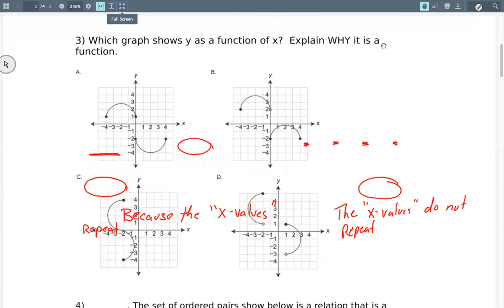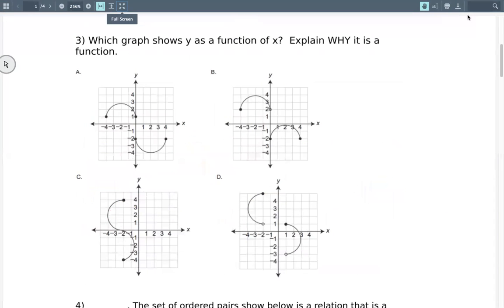Now, question number 3 asked me to determine which one is a function and explain why. All right, so first thing I'm going to do is whenever you have a graph, you're going to want to have a vertical line handy, okay? And basically, I'm just going to drag this vertical line across my graphs here, okay? And that's all I'm going to be doing to determine, just that quick. And if it touches this green vertical line in more than one place, then it's not a function.